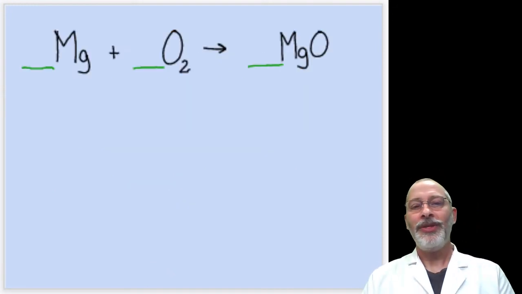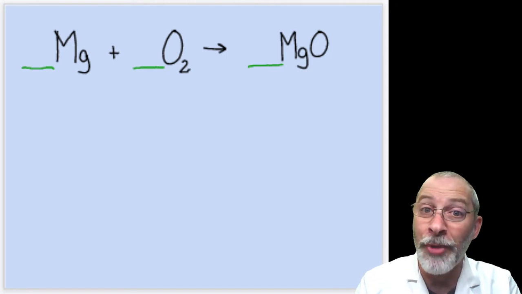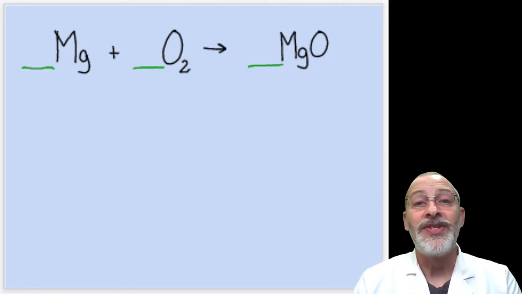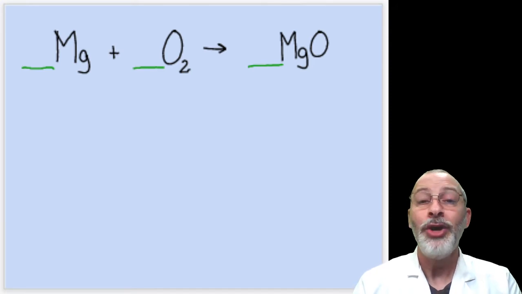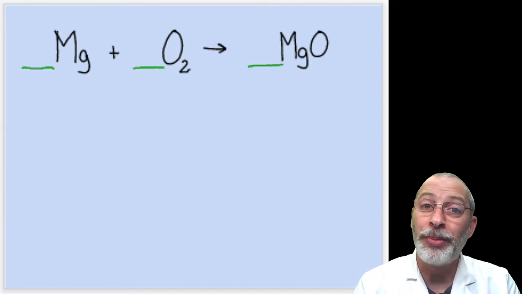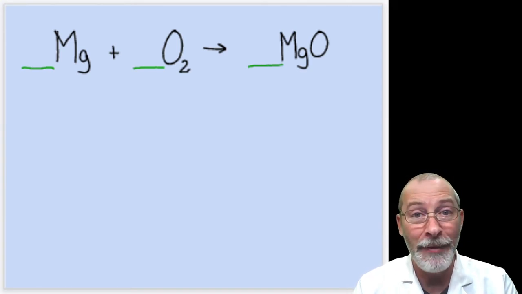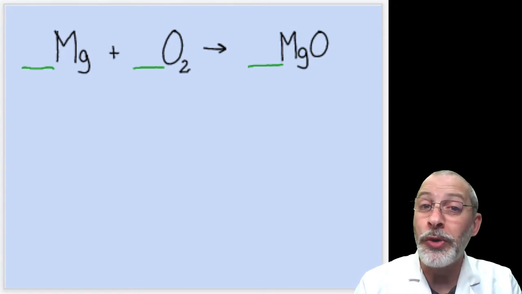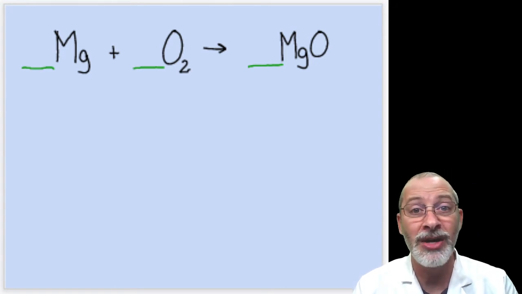So this may look familiar to you. I used it a moment ago. This chemical equation represents the chemical reaction that took place between magnesium and oxygen in the lab, where they were forced to combine together to form a new substance, magnesium oxide.